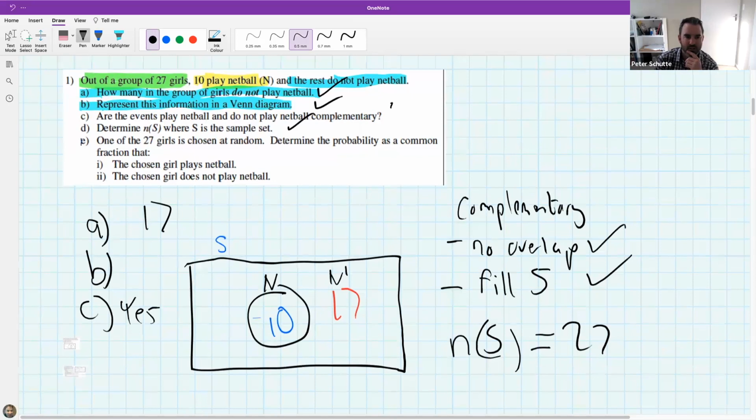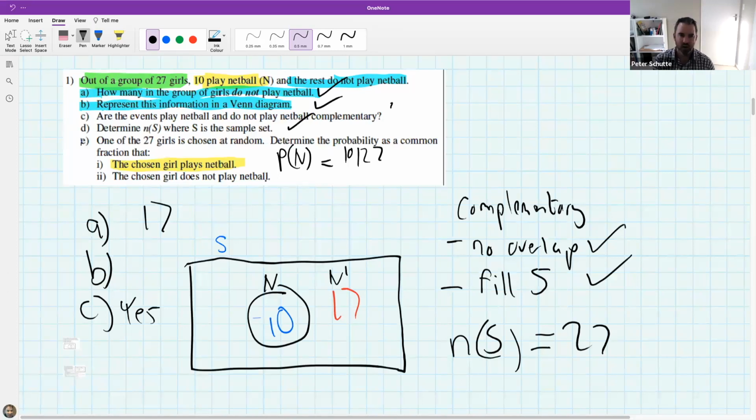Now, what about this question over here? One of the 27 girls is chosen. Determine the probability as a common fraction the girl chosen plays netball. What's the probability that one girl out of 27 plays netball? Or that one of the girls chosen, what is the probability of N? It's going to be 10 out of 27. I love it, Conke. I love it, Mamelo.